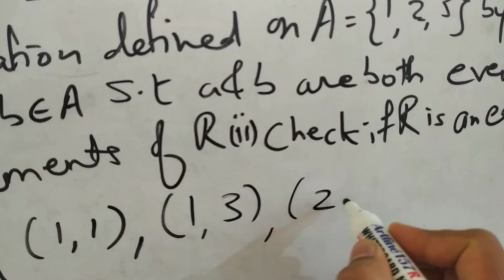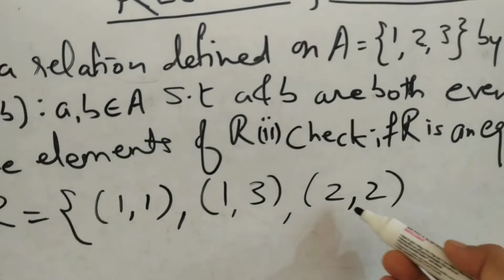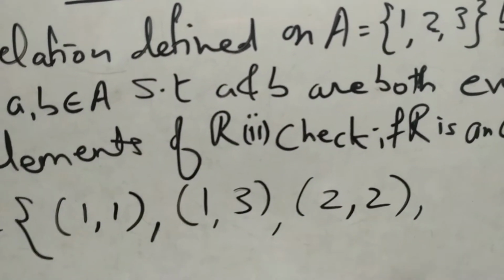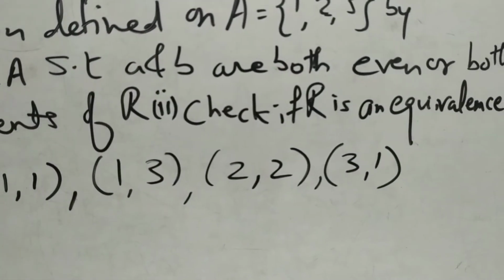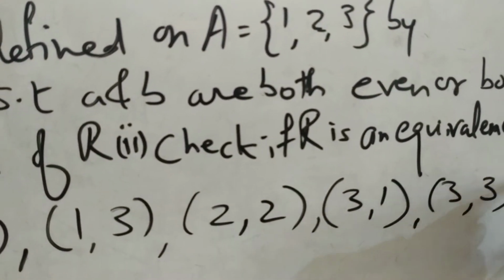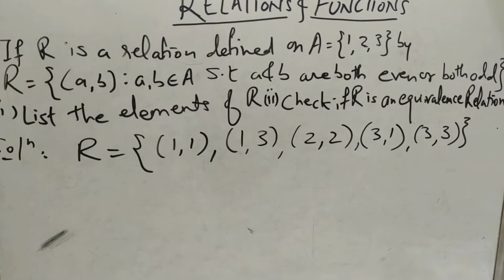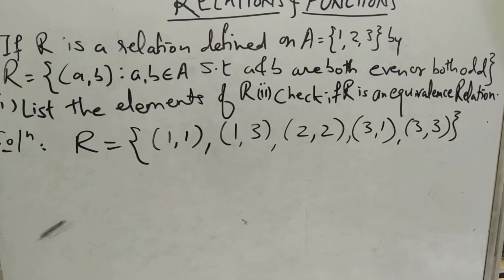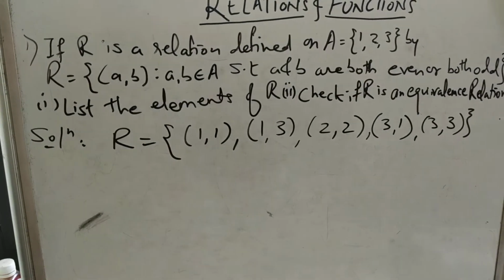Now let us start with 2. (2, 1) I cannot include because 2 is even and 1 is odd. Then (2, 2). Next, (2, 3) I cannot include as 2 is even and 3 is odd. Then start with 3: (3, 1) I can include as both are odd, and (3, 3), both are odd. So these are the elements of R. There are a total of 5 ordered pairs in which both elements are either odd or even.